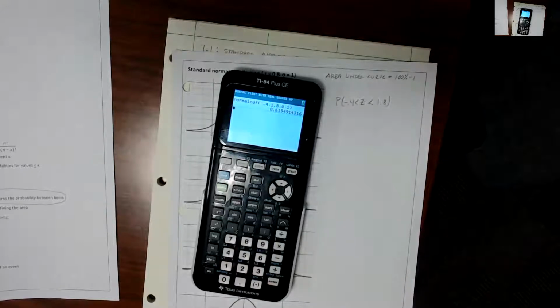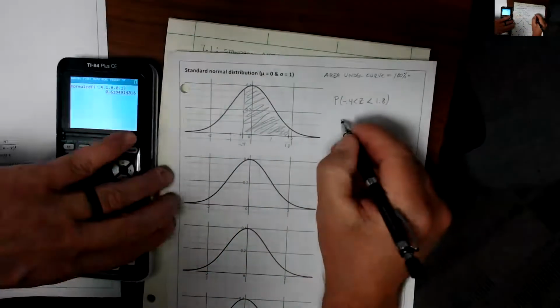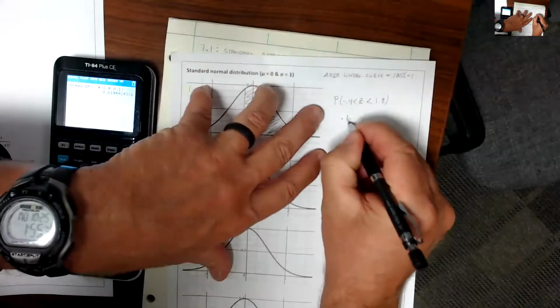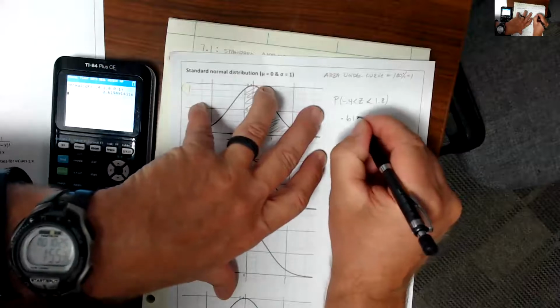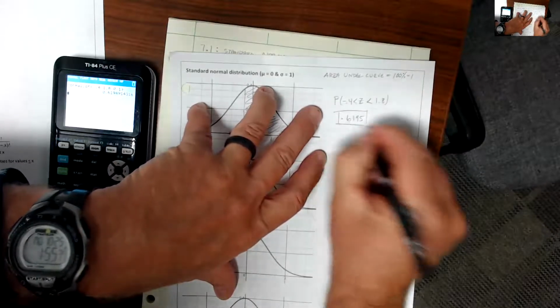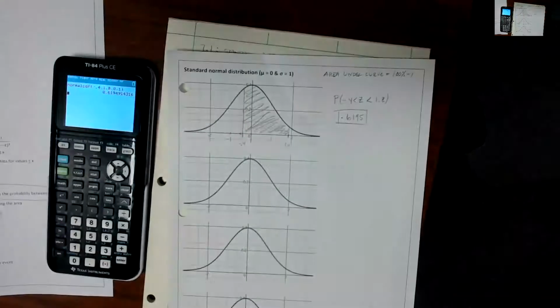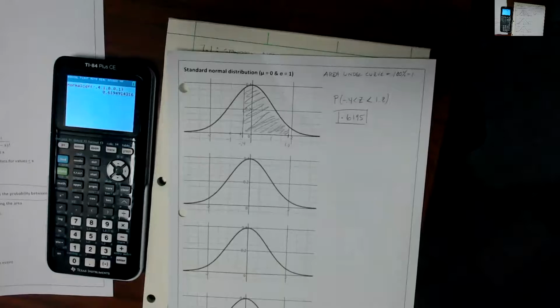Again, how do you write that down? 61.9%, 0.619, 0.6195 if you rounded it to 4 places. I don't care how you round it. As I said, I think the best way to write it is like that. Don't write it with percent signs because you have to do math with this.